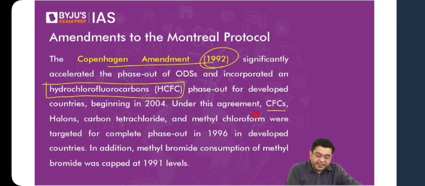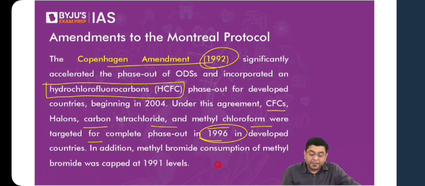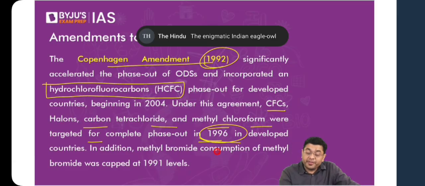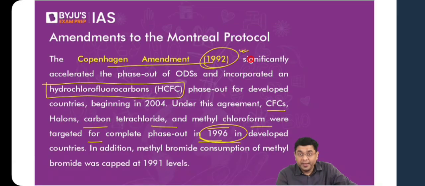Now, under this agreement, CFCs, halons, carbon tetrachloride, and methyl chloroform were targeted for complete phase out in 1996 in developed countries. Think about it. Earlier, what was the target? 2000 in developed nations. Here, what was the target? 1996. Now, this is a meeting which was conducted in 1992. So in 1992, you decide that you will phase it out within 4 years. How is it possible? It is simply impractical, isn't it?